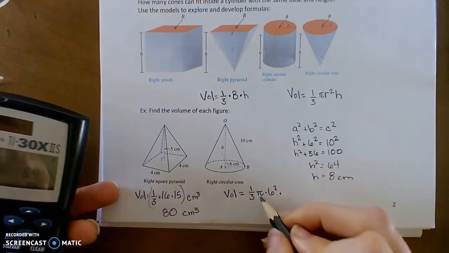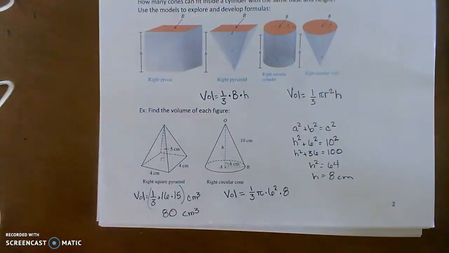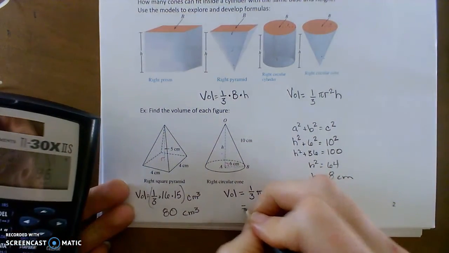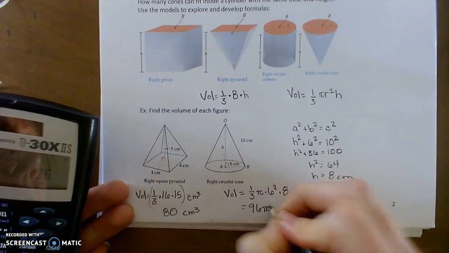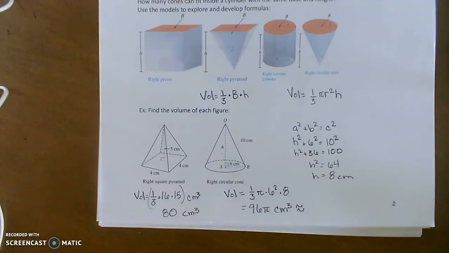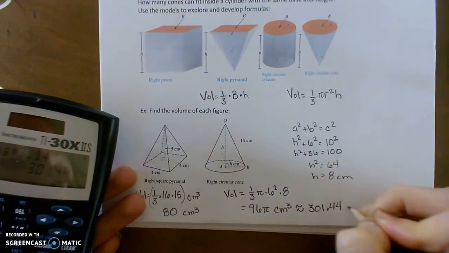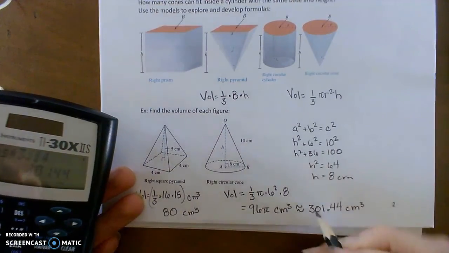So it'll be 1/3 pi r squared times the height, which is 8. So I'll have to do 36 times 8 divided by 3, which would give me 96 pi cubic centimeters, which is approximately, by substituting 3.14 for pi, 301.44 cubic centimeters.